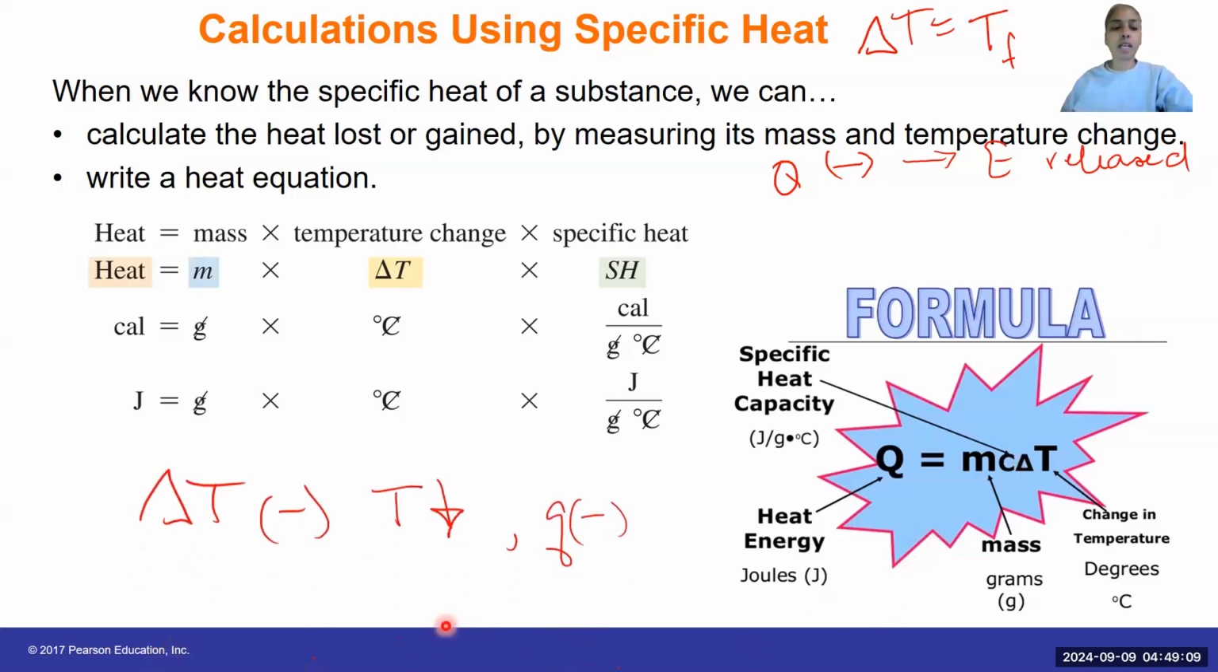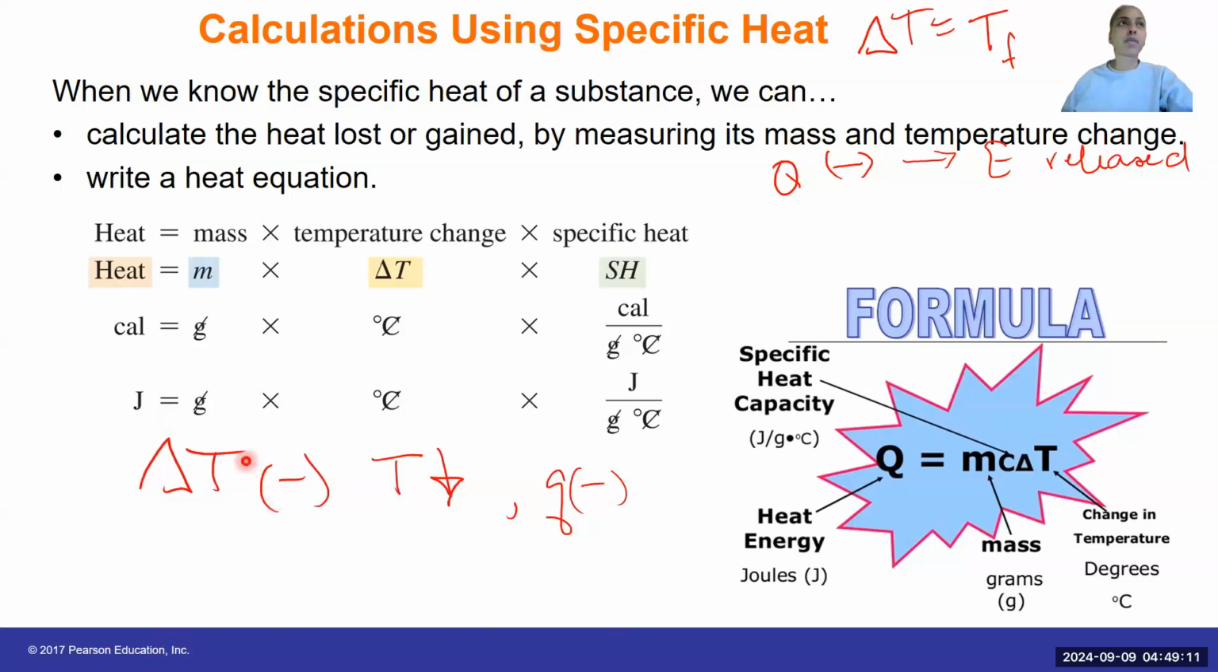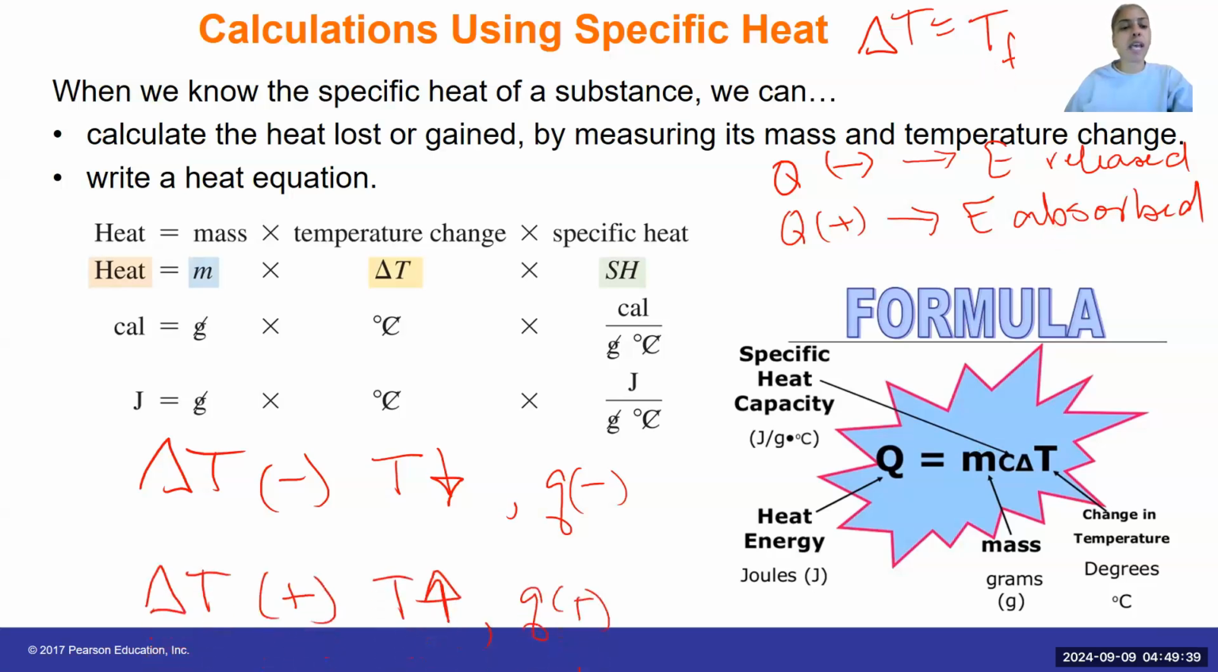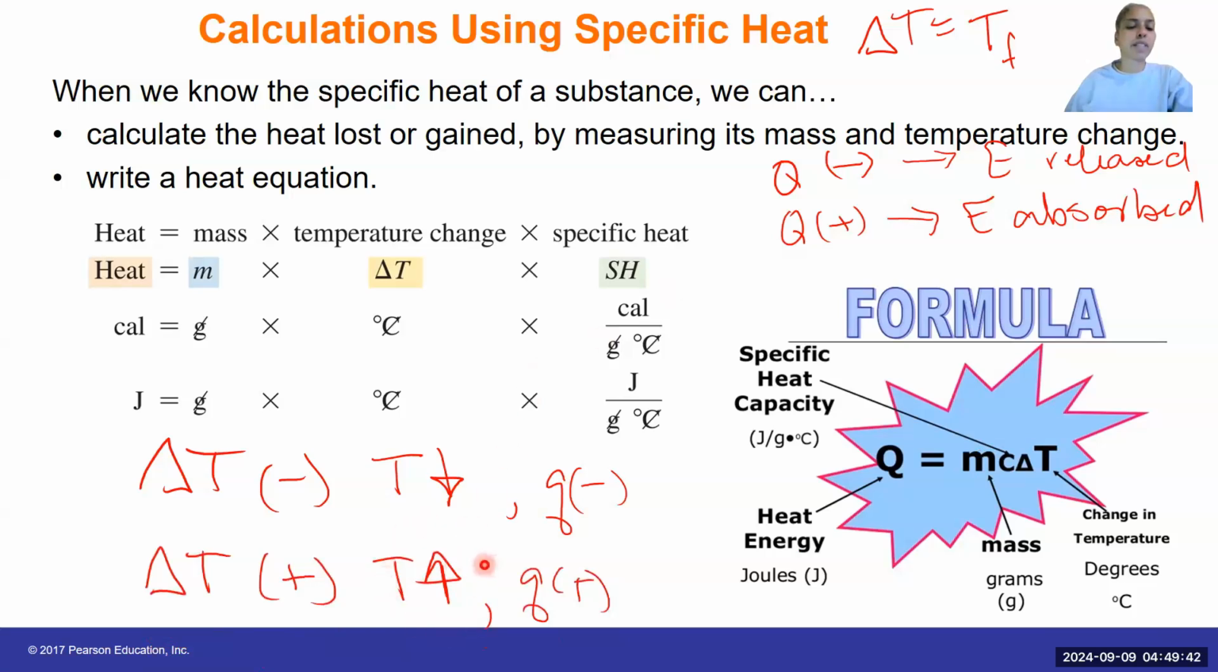And what does this mean? That means that my delta T is negative. Why? Because the final temperature is going to be lower than the initial temperature, meaning that the temperature goes down and we have a negative Q. Q can be written as capital or lowercase, meaning that energy is released. If we have a positive value for Q, that means that the energy is absorbed. So that means that the final temperature is greater than the initial temperature, and that means that the temperature has increased, and we have a positive value for Q.